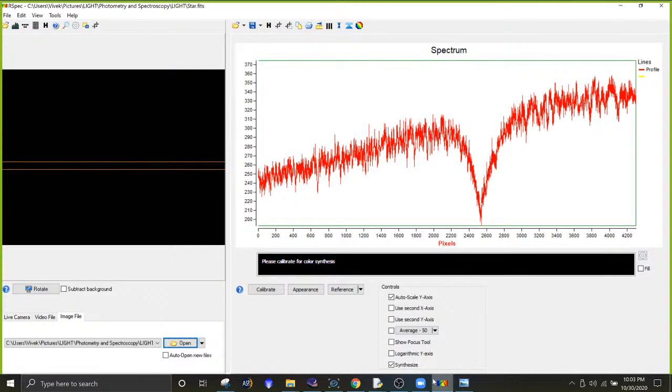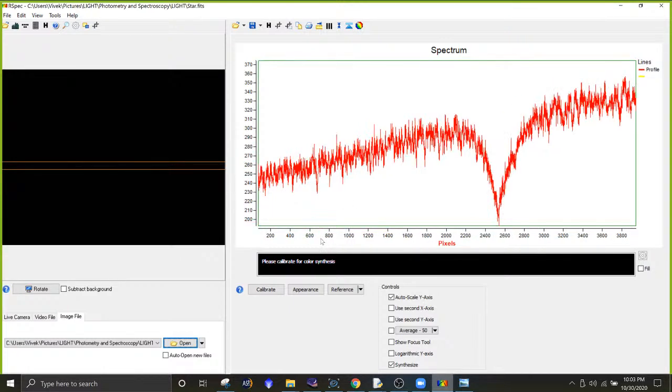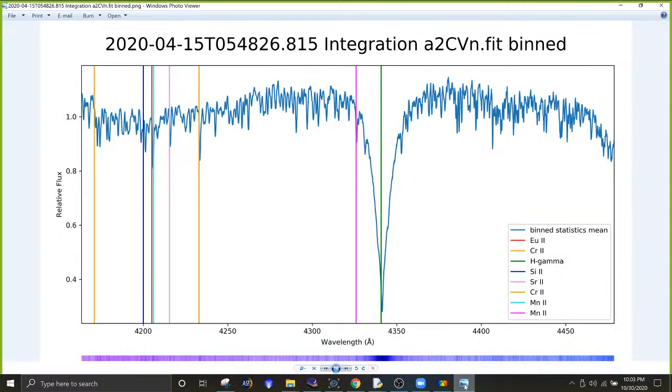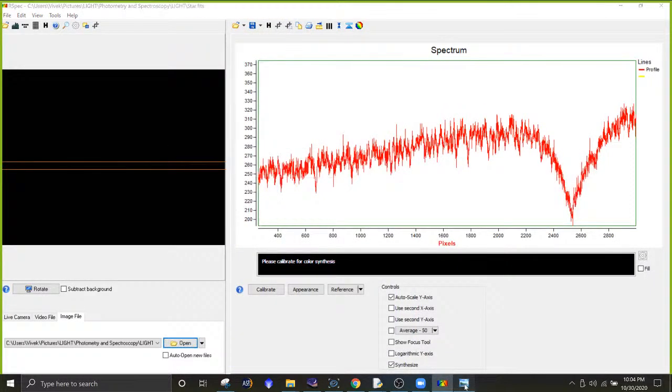Now, when I was talking about signal to noise ratio earlier, I meant it, because we've got some noise here, but I think we can get some good information out of this. According to prior research on the star, we should be able to see some chromium, strontium, and europium. So let's start hunting for them. Okay, let's see. Strontium is around 4,200.